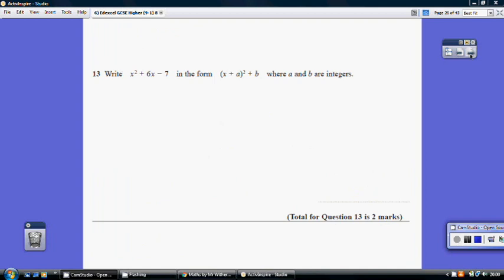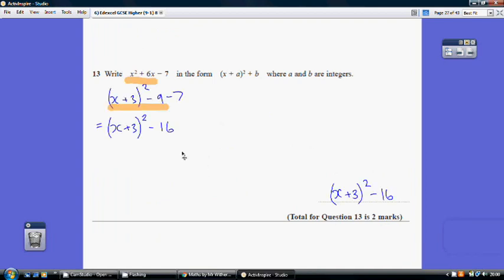Question 13, so here we're just completing the square. So the key point is you've got to appreciate your starting point is to have x plus something in the bracket all squared, but we halve the coefficient of the x. So we halve the 6 to get our plus 3. So that's how we've got the x plus 3 all squared.